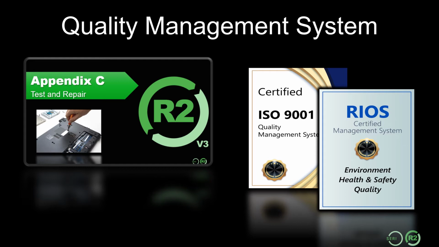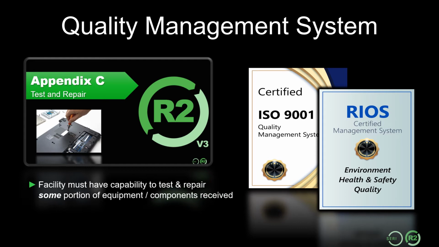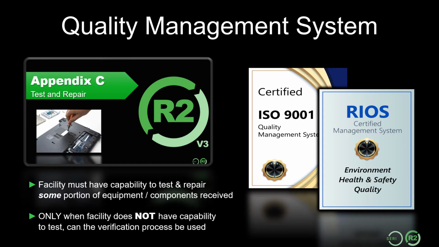Certification to Appendix C, Test and Repair, requires an R2 facility to have the capability to test and repair some portion of the equipment and components it receives. Only when the facility does not have the technical capability to test a specialty electronics device can the Appendix D verification process be used. Let's take a look at the verification requirements.